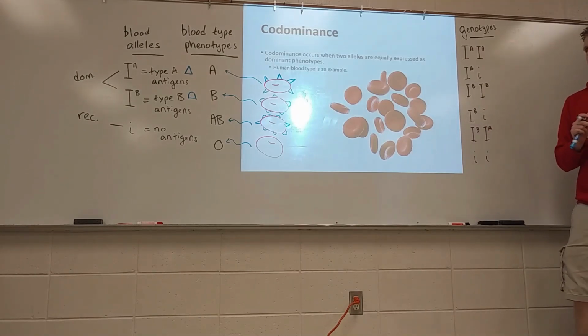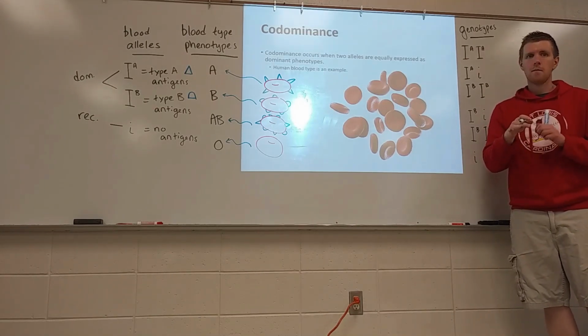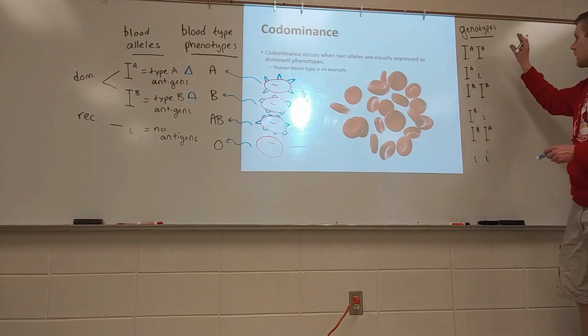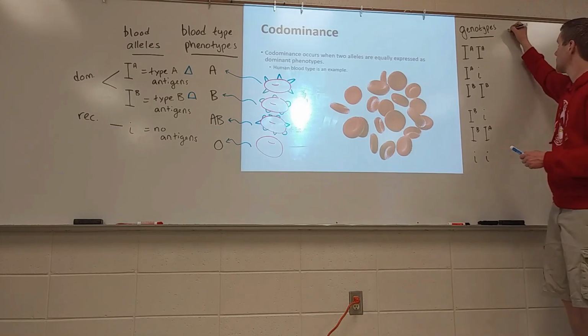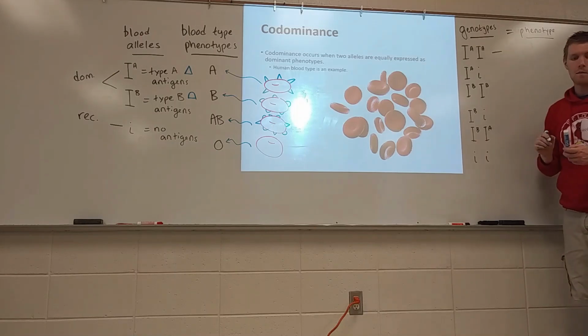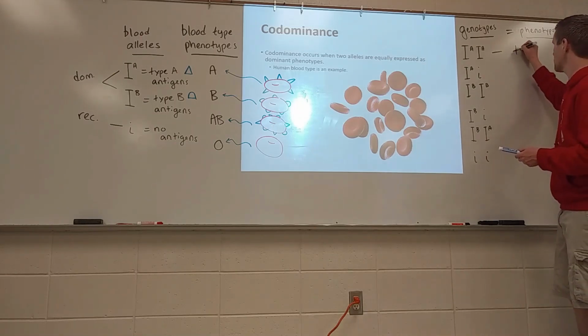So if you took any notes on that, make sure to fix that. I apologize for that error. So here are the genotypes. Each of them is going to yield a particular blood type. I think you can probably figure out what they are.